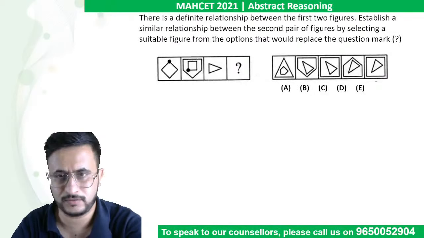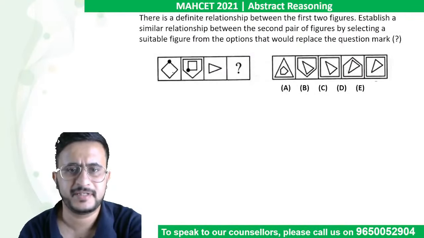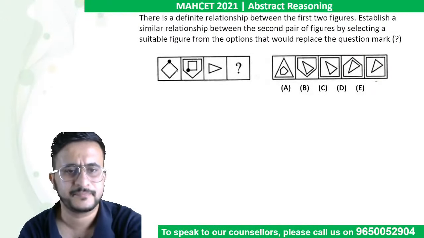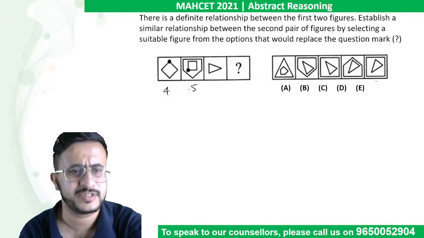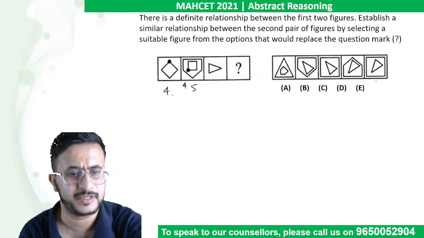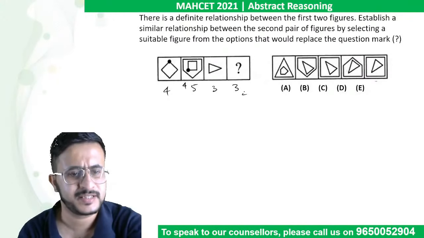So what is in this? If you see this, what has happened is it was a square, it became inside a pentagon, right? So four sides, and the outside is five sides, inside is four sides, right? So you have a triangle, so triangle three sides, so three sides inside four sides.